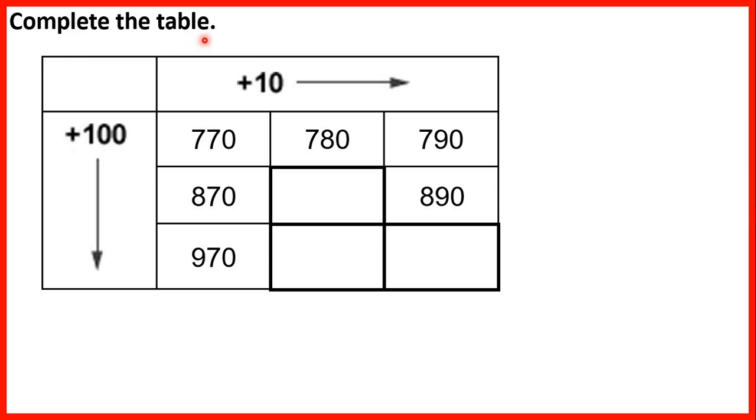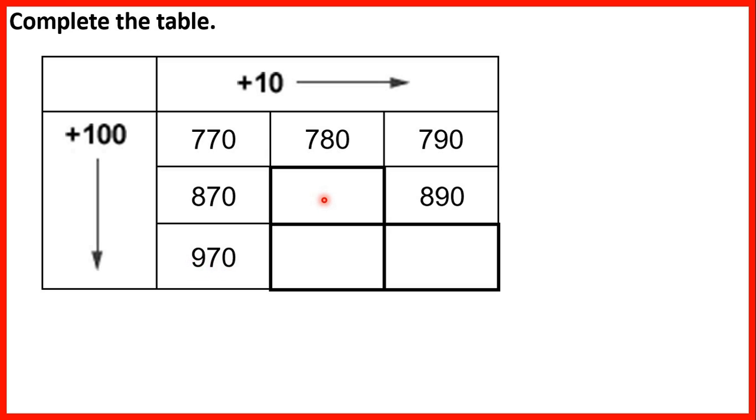Complete the table. So this shows us that as we move to the right, we add 10. So 770 plus 10 is 780, plus 10 is 790. And as we move down, we add 100. So 770 plus 100 is 870, plus 100 is 970.